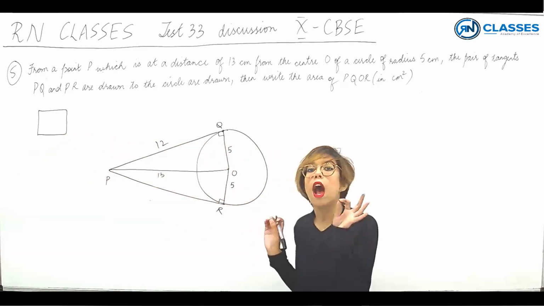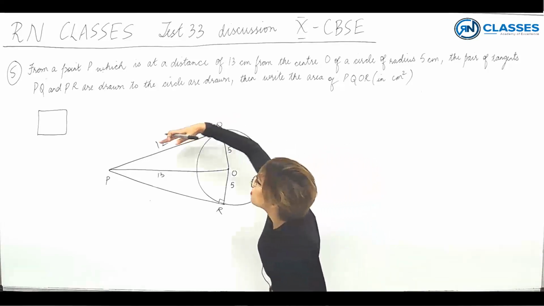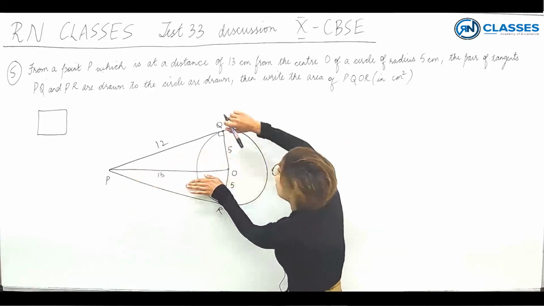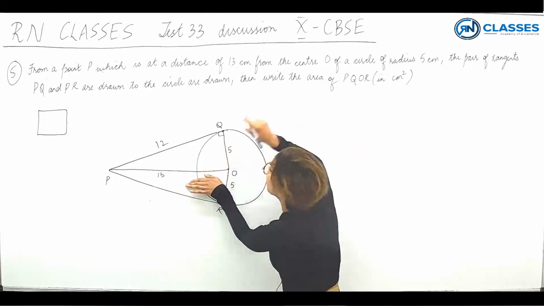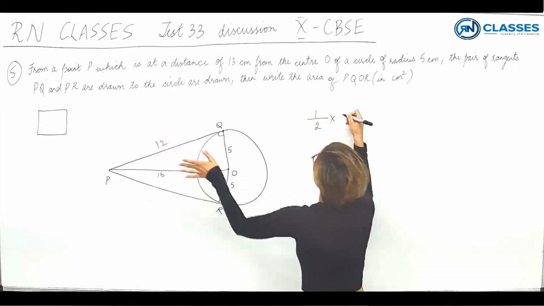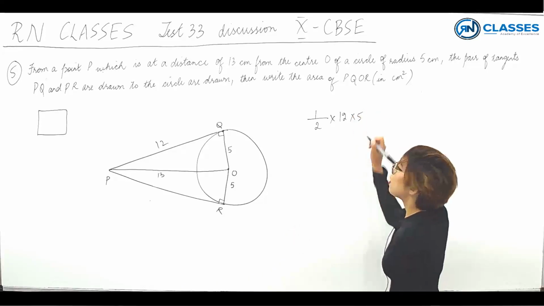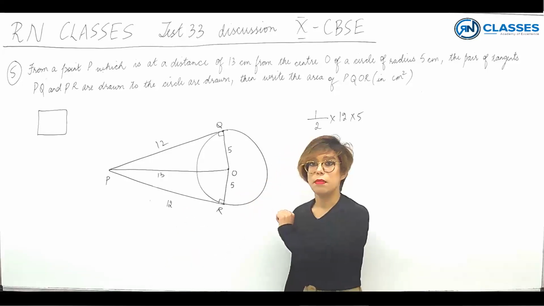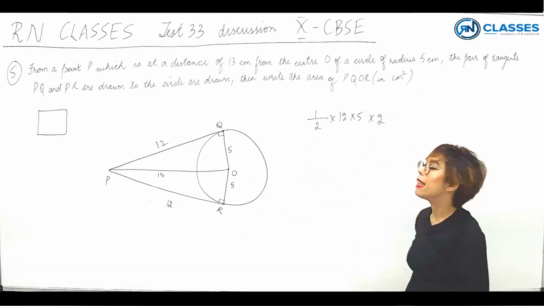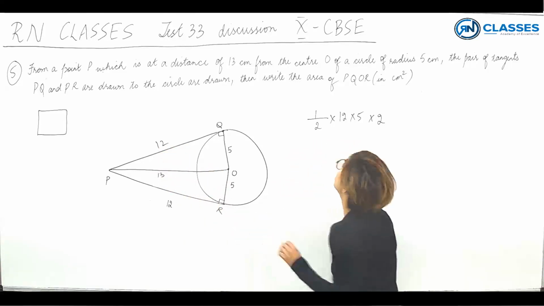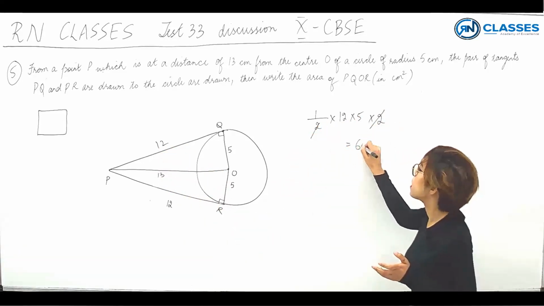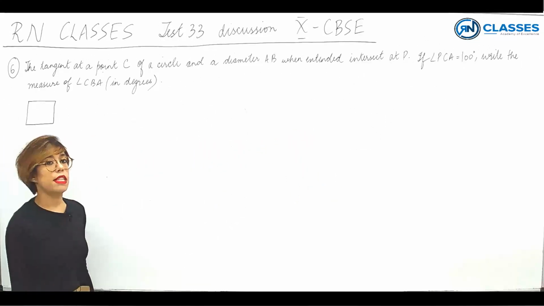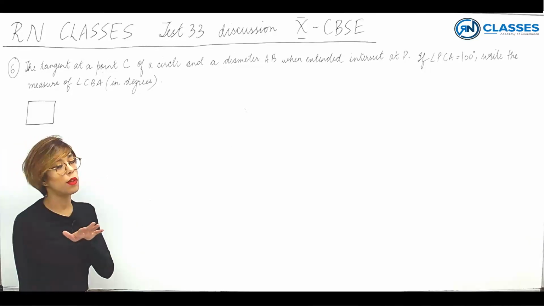Now, area is half base into height. Now let me consider this as the base and this as the height. So, the area of triangle POQ is half, base is 12 into height. Right? Now, the area of this triangle will be the same because again, base is same and height is same. So, same over so into 2. That is the area of the entire quadrilateral. So, this gets cancelled, this becomes 60. 60 square centimeter is your answer. Right. So, next one, which is a very interesting question according to me.